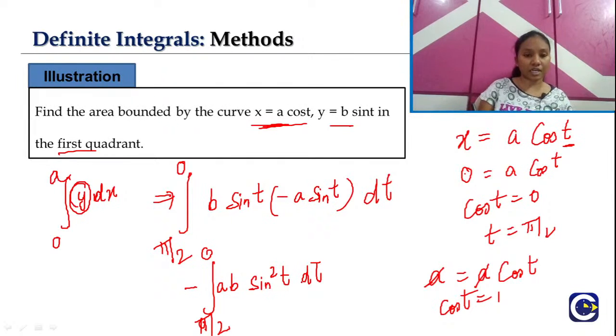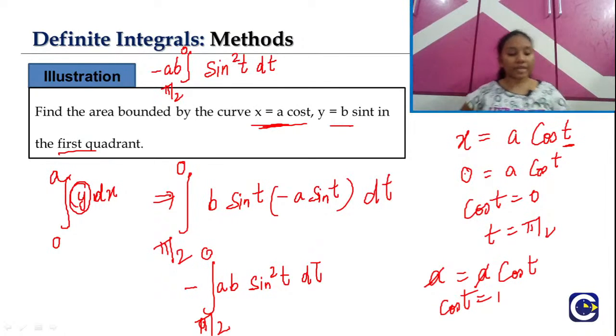Right. So ab is a constant, we can actually pull that out. So which will be minus ab integration of sine square t dt with the limits pi by 2 to 0. So can you guys quickly find the definite integration of this function and get me the answer?